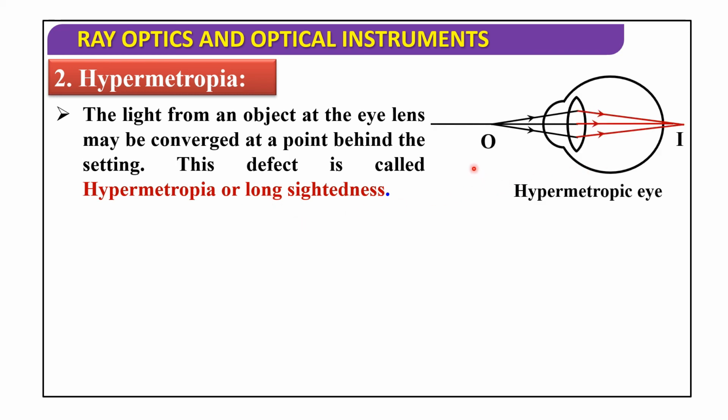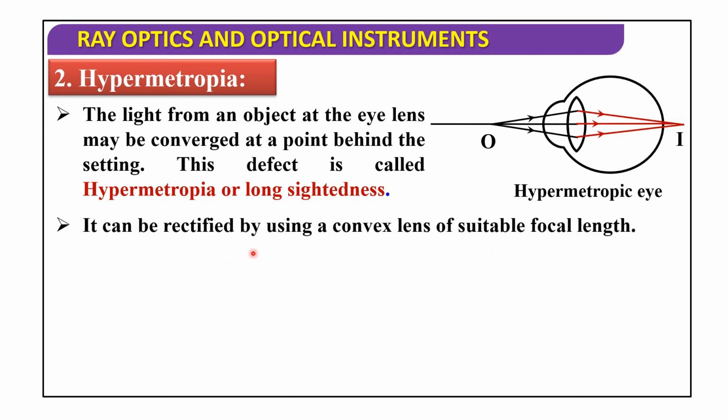So this is the object place and the rays are coming from the object at a certain distance and fall on this convex lens and the image formed behind the retina. So if the image is formed in front of the retina or behind the retina, we can't see the objects clearly. In hypermetropia, the image falls behind the retina. So for this correction, we are using convex lens.